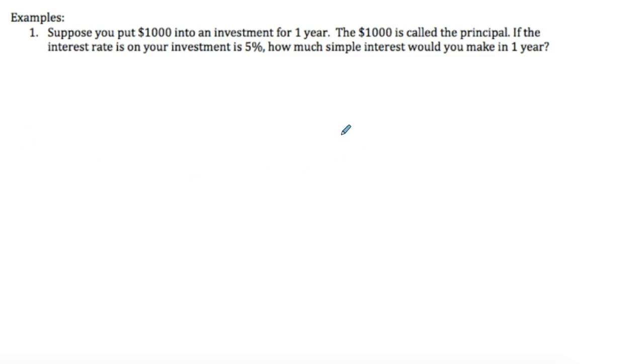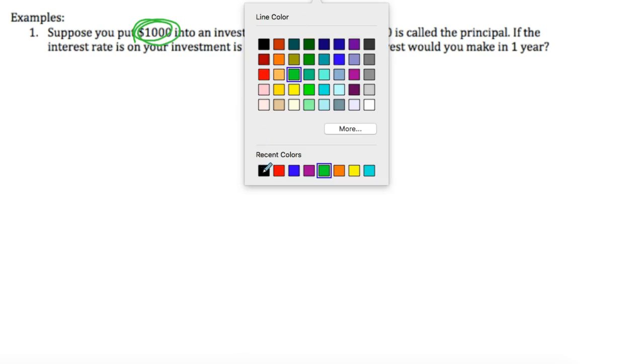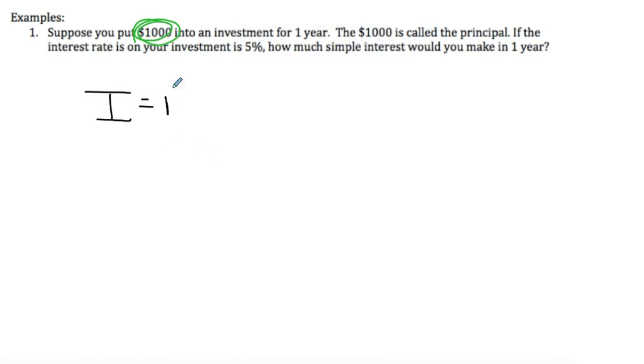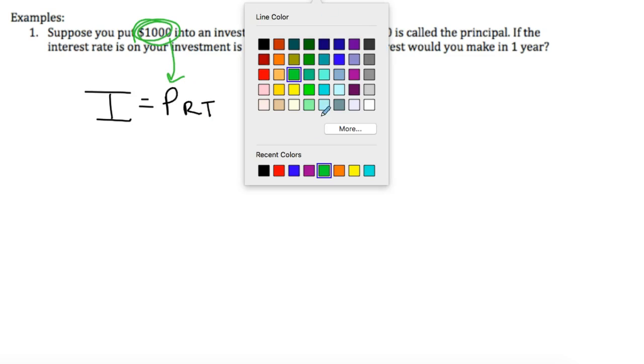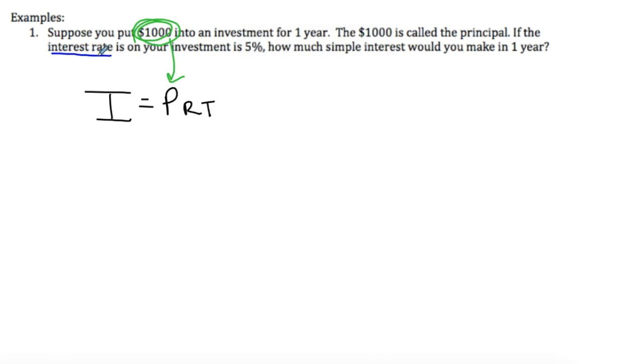Suppose you put $1,000 into an investment. That means I'm putting $1,000 into the bank. This is my money, the money I'm putting in. So if I think about my I equals PRT, this money is what I'm going to put in for the P. That's the amount I'm investing. The interest rate, meaning percent, is 5%. 5% as a decimal is 0.05. That's what I'm putting in here.